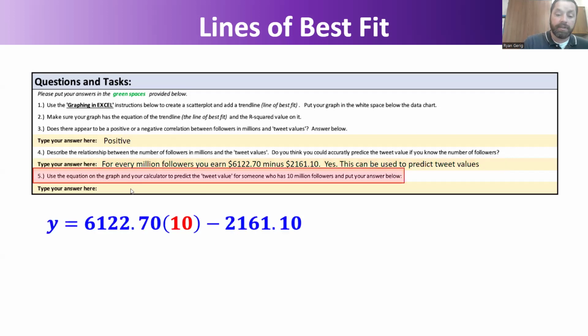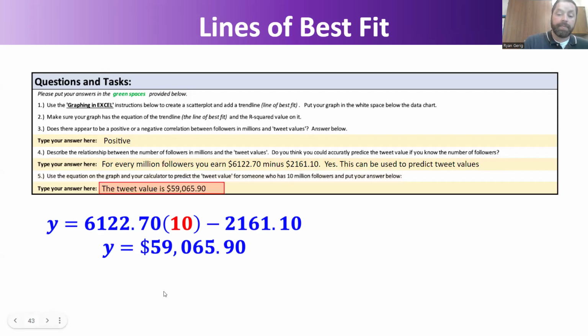Use the equation on the graph in your calculator to predict the tweet value for someone who has 10 million followers. So 10 million followers would be 10 for X. So I'm going to put 10 in for X. When I type that in my calculator, I should get $59,065.90. This tweet value is that much.